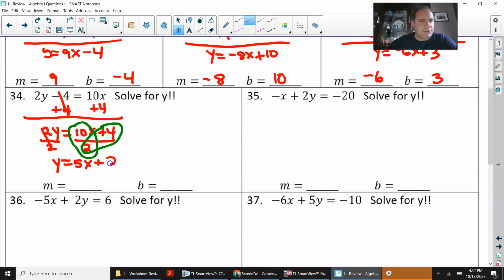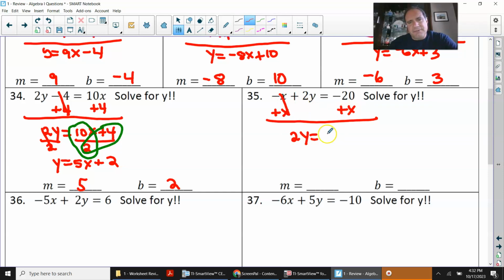4 divided by 2 is 2. So y equals 5x plus 2. The m is 5, and the y-intercept is 2. That is it. All right, so if you add x on both sides, you start to get the y alone. You have to solve for y equals mx plus b.